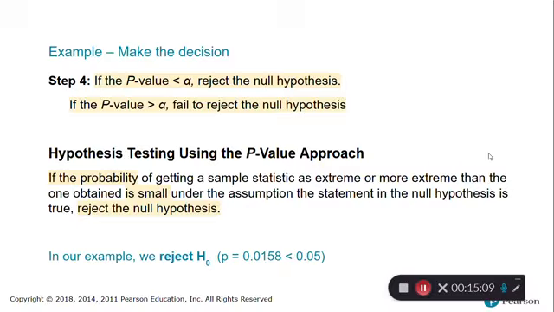So in this case, we would be saying our probability is actually pretty high that this would occur. So we don't have anything to worry about. There's nothing to question here. And so if we fail to reject the null hypothesis, that means we'll just keep assuming that it's true. So if the probability of getting a sample statistic as extreme or more extreme than the one obtained is small, under the assumption the statement in the null hypothesis is true, we reject the null hypothesis. So in our example, we're going to reject H0 because our P was 0.0158, which was less than 0.05.